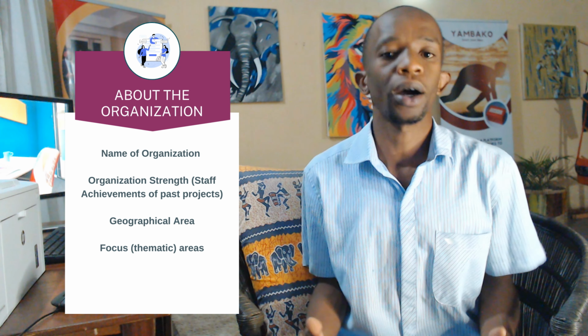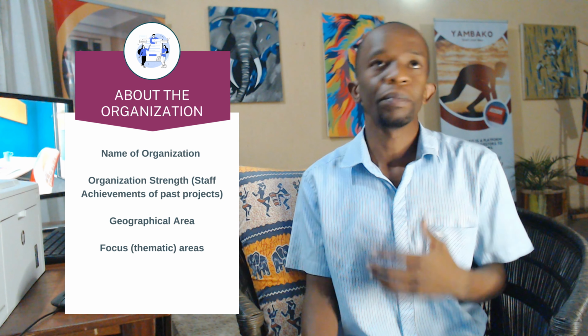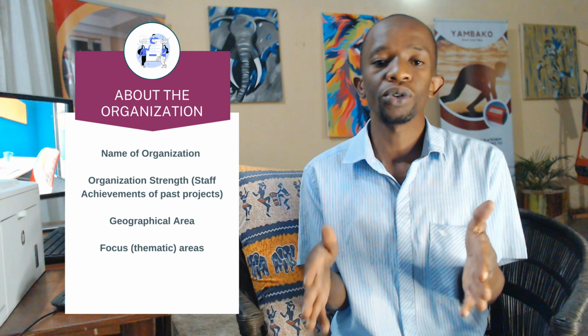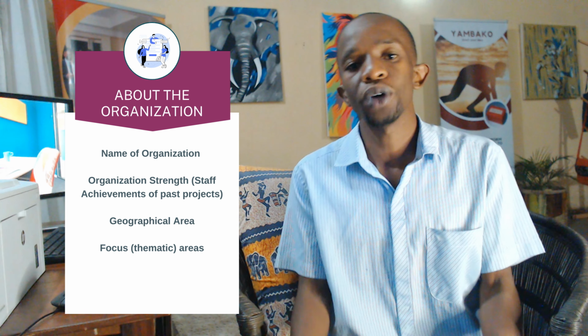So you need to introduce yourself, who you are, what is the name of the organization. What are the key thematic areas that you focus on? Is it agriculture? Is it livelihoods? Humanitarian? Maybe policy and advocacy? So you see, different organizations focus on different things. In the about the organization section, you need to highlight the things that you focus on.